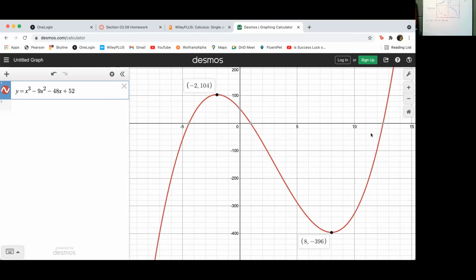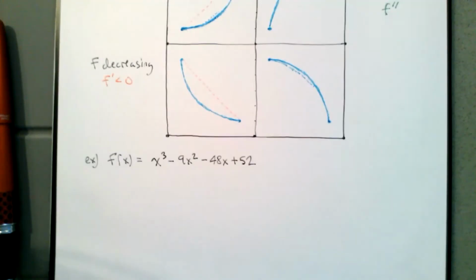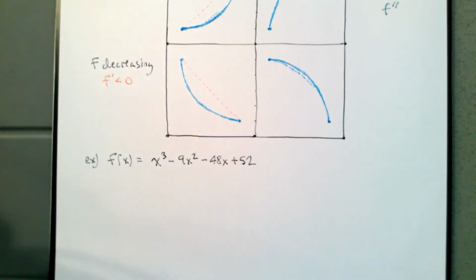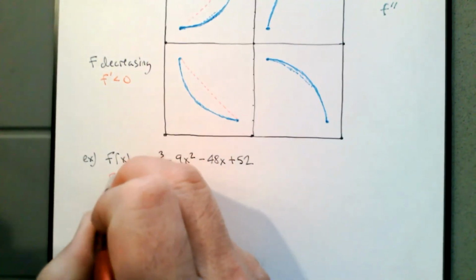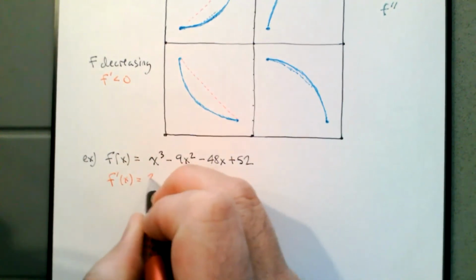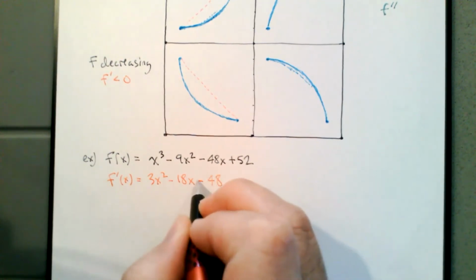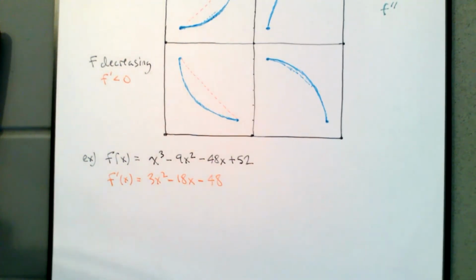So let's take a look at our function and find some derivatives. We need to look at the first derivative for intervals of increase and decrease. So f prime is 3x squared minus 18x minus 48. What we're going to do is set f prime equal to 0 and solve. We'll look where the derivative is 0, and then in between those points, that's where it'll be increasing or decreasing.